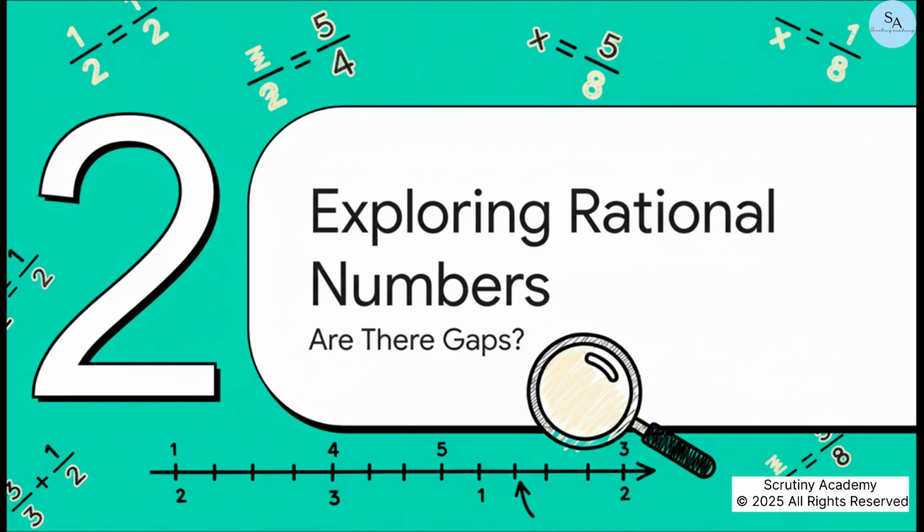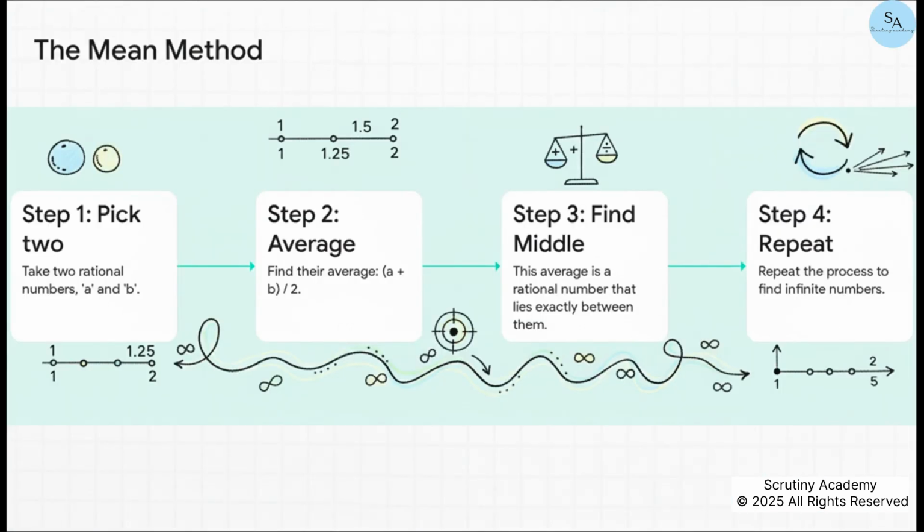So we've got all our integers and now all the fractions in between them. You'd think our number line must be completely full now, right? I mean, if you pick any two numbers, can you always squeeze another one in between them? Let's find out. Here's a super slick trick for finding a number between any two other numbers. It's called the mean method. You just pick two numbers, let's say 1 and 2. Add them up, you get 3. Divide by 2, and you get 1.5. Bam! There's a number smack dab in the middle. And here's the crazy part. You can do it again with 1 and 1.5, and then again and again forever.